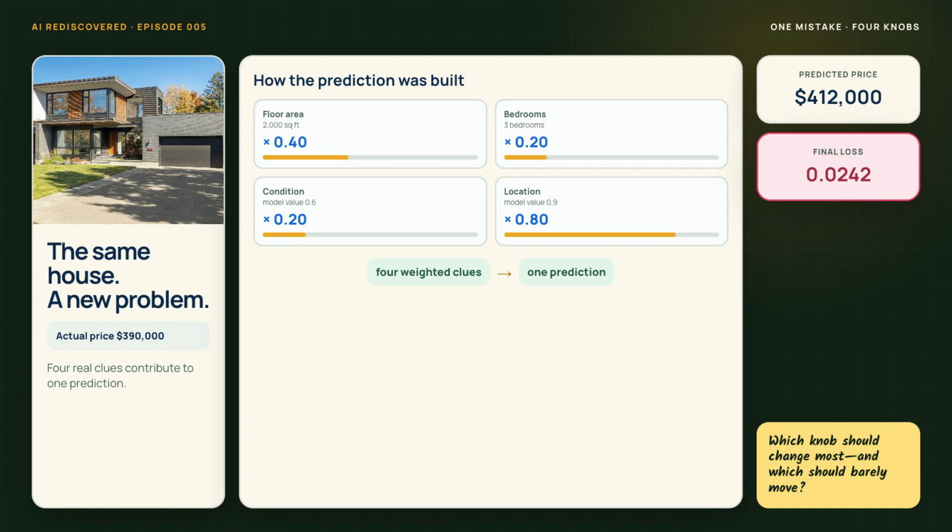So, the prediction is $22,000 too high. Gradient descent can change a knob once we know that knob's slope. But now there are 4 knobs and only one final mistake. Which knob should change most? Which should barely move? Could 2 knobs deserve different changes even when both helped push the prediction upward? Pause and decide what you would try first.